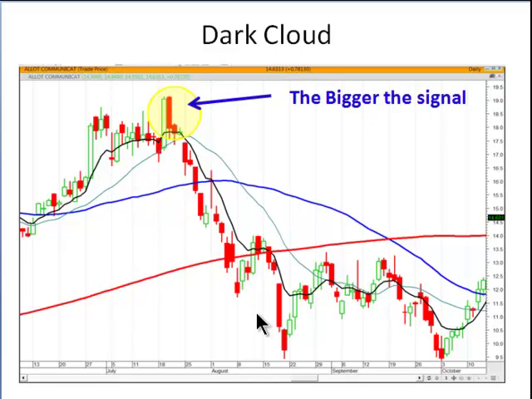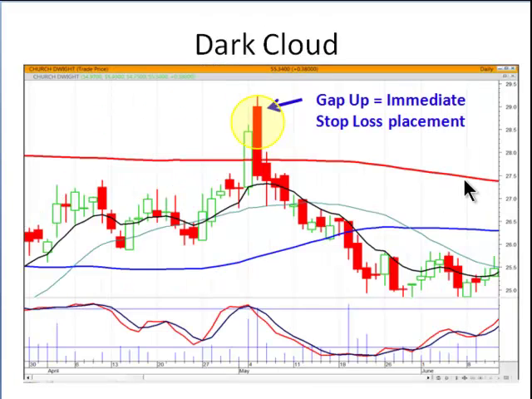However, there's one caveat to the T-line. The further you move away from the T-line, the higher the probability you're going to move back up to it. The dark cloud has very simple rules. The further it gaps up in an overbought condition, get ready to start placing your stops. The bigger this signal is, the higher the probability there's a reversal, especially the further they close it down below the halfway point of the previous candle.